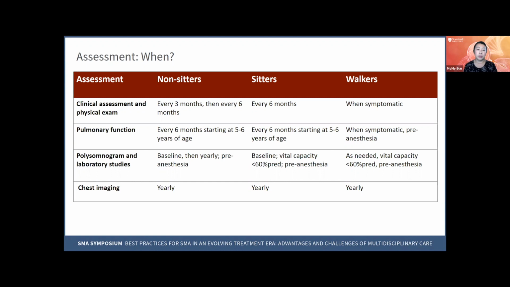For polysomnograms, we recommend a baseline for both non-sitters and sitters, and then yearly or when we're doing anesthesia planning. For walkers, we recommend it as needed, for pre-anesthesia planning, or when the vital capacity is less than 60%. And chest imaging is recommended yearly for all phenotypes to look for scoliosis and other chest abnormalities.